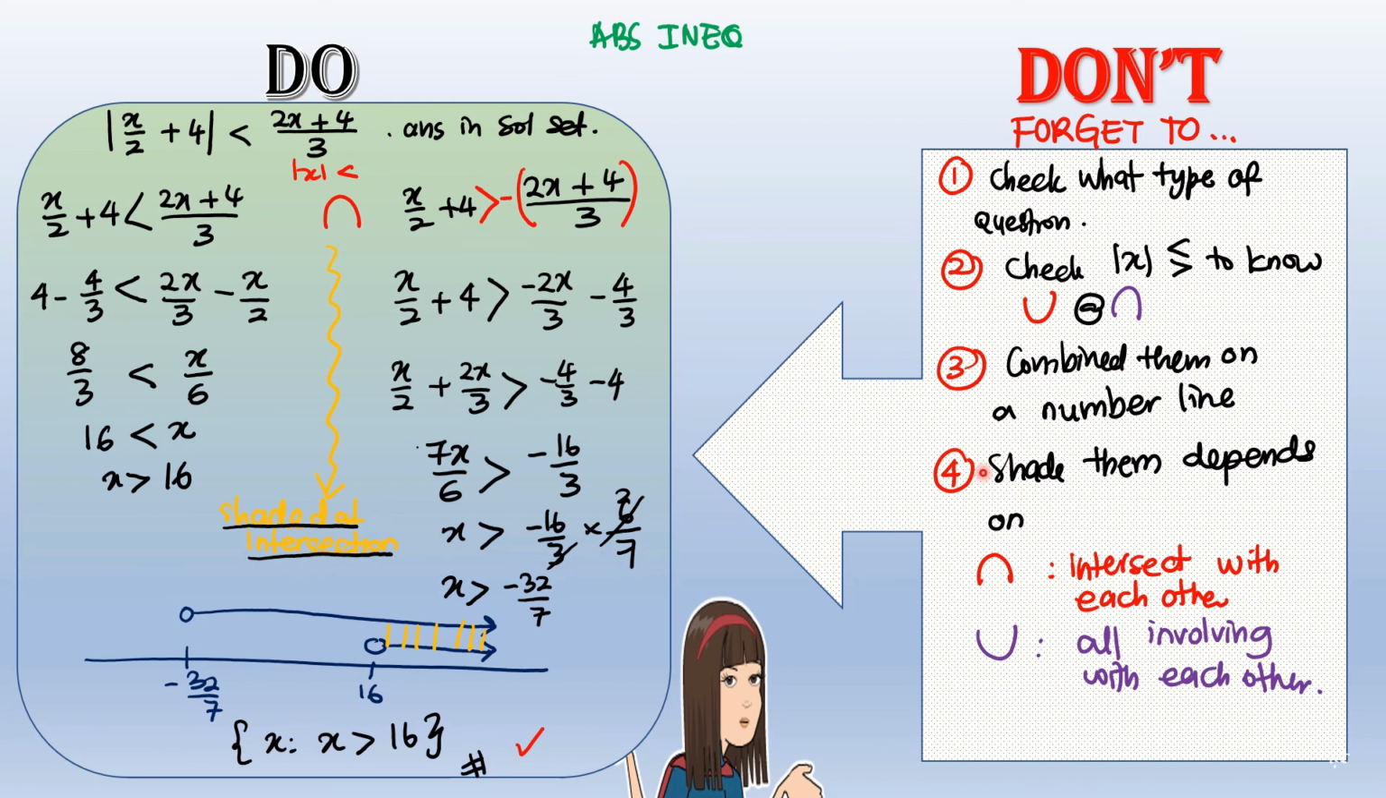Alright. Next, we shade them depends on our n. Okay, if you use and, that means it should intersect with each other. If you use or, it should all be included with each other. Alright, so that's all for chapter 2. Chapter 2 is very easy if you can differentiate. Alright, then what? If you can't, it will be a problem.